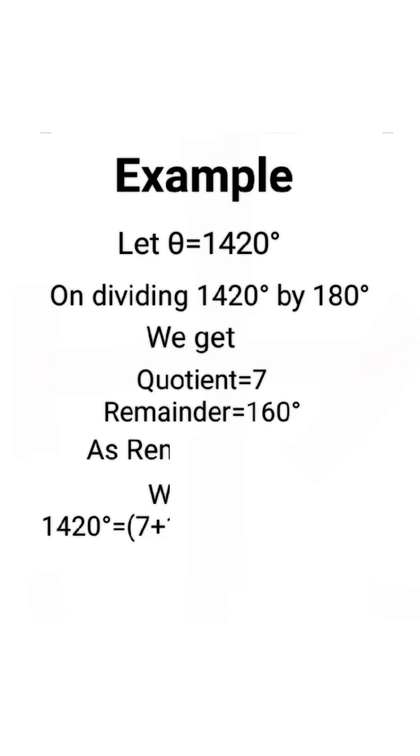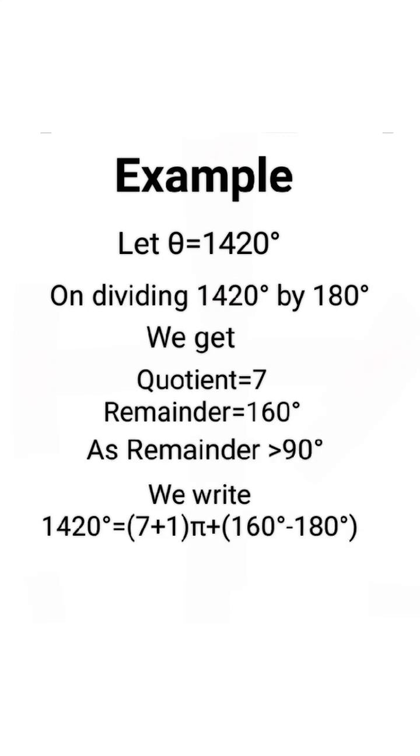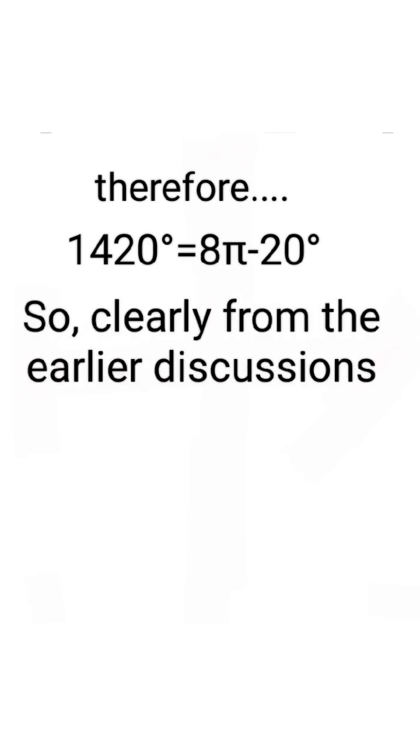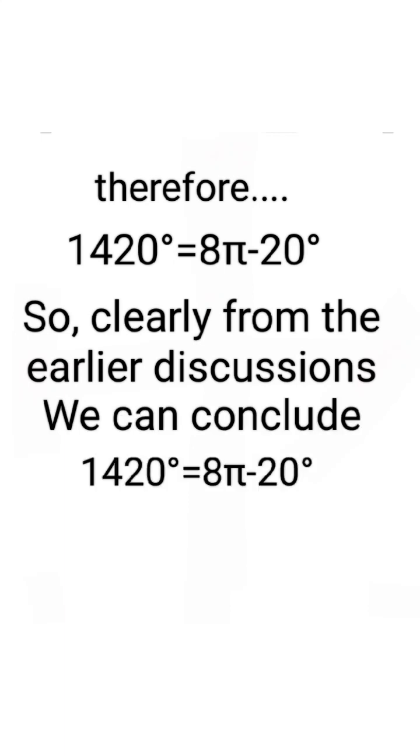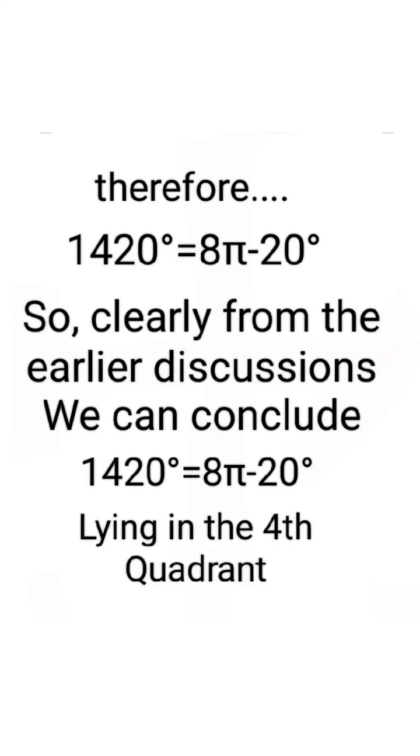Now as remainder is greater than 90 degree, we write 1420 degree equals 7 plus 1 pi plus 160 degree minus 180 degree. Therefore, 1420 degree equals 8 pi minus 20 degree. So clearly from the earlier discussions, we can conclude that 1420 degree equals 8 pi minus 20 degree will lie on the fourth quadrant.